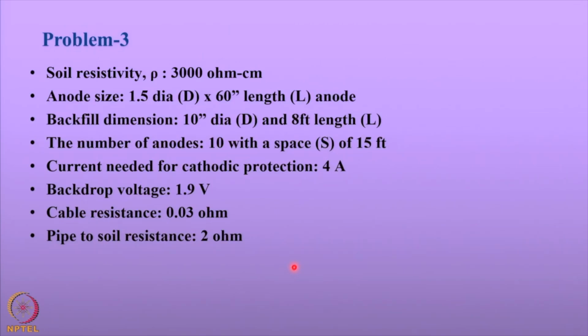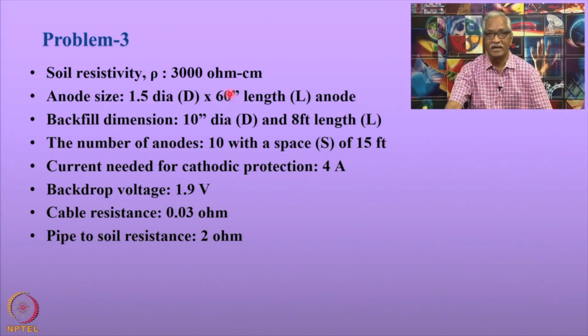Let us look at a third problem, wherein the following parameters are given: the soil resistivity, the size of the anodes employed for cathodic protection using the ICCP method, and these anodes are also, as you know, required to be buried in a backfill, right. So, the backfill dimension is given here, the number of anodes and the spacing between the anodes are given.